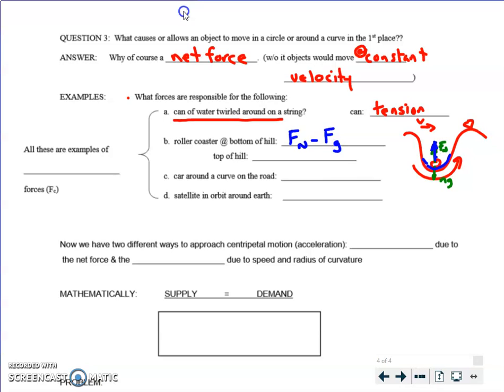Now, if we're at the top of the hill, we still have the same forces. We still have normal force, and we still have F of G, but the center of the circle is right here inside the curve. So that means Fg has to be bigger because we're accelerating towards the center. So at the top of the hill, it just reverses. It's Fg minus Fn. And if you understand this, it will make your life a lot easier in the problems that we're going to solve.